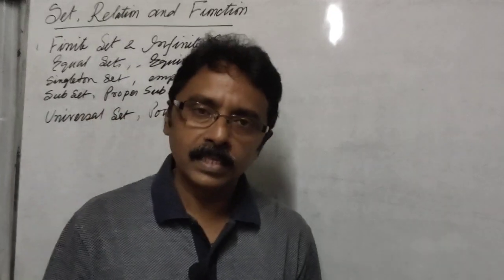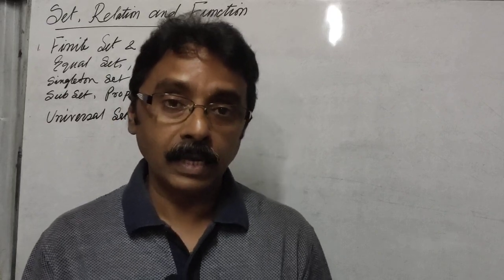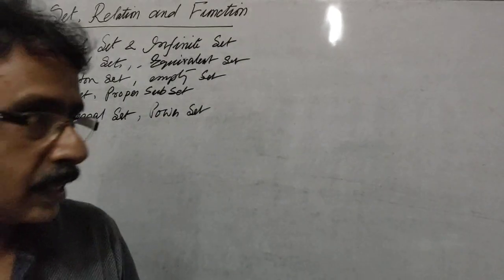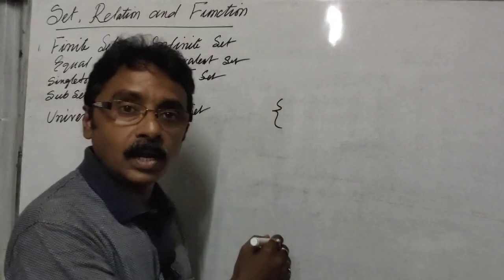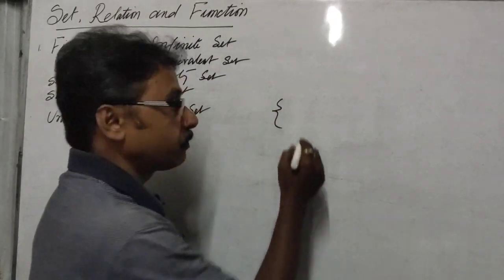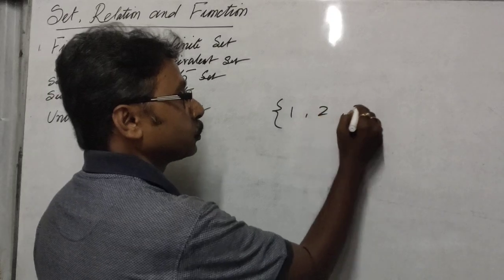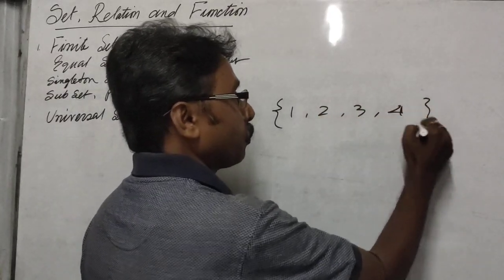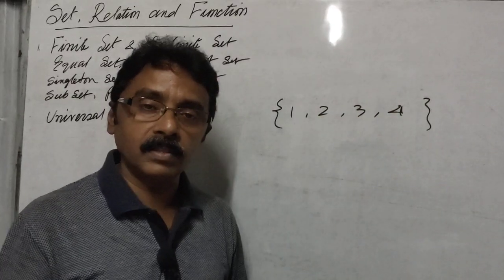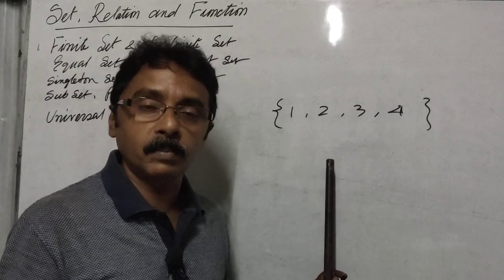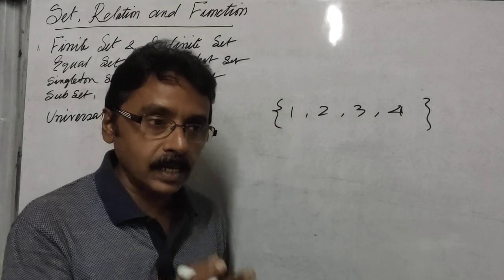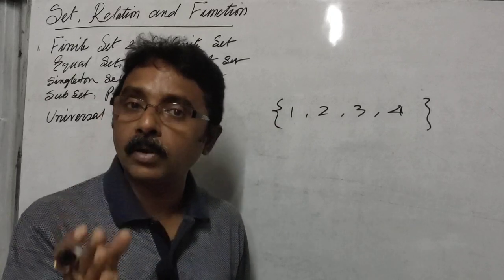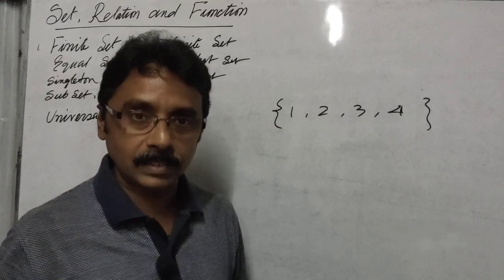What is a set? A set is a collection of some well defined elements. Suppose I take a set, a collection of all natural numbers less than 5. So 1, 2, 3, 4. Here the rule that I have given is that it is supposed to be a natural number and less than 5. This is the condition. So when a collection follows some particular rule, then that is called a set.